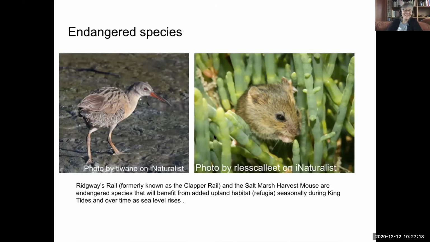But the Ridgway's rail is one that lives in the cordgrass, and the salt marsh harvest mouse, as you can see in this picture, lives in the pickleweed. So they both need those specific zones, but they also need to be able to escape those zones when they're inundated.